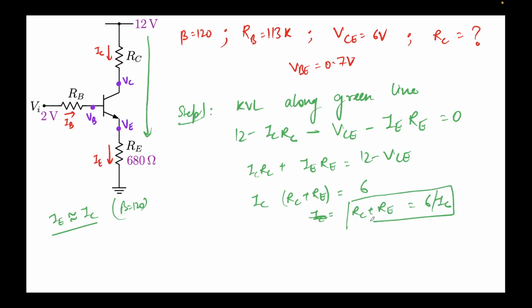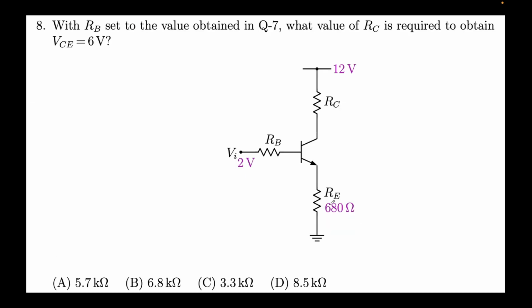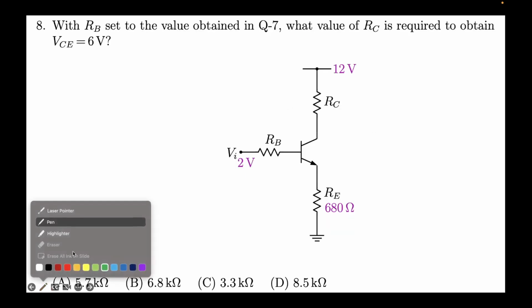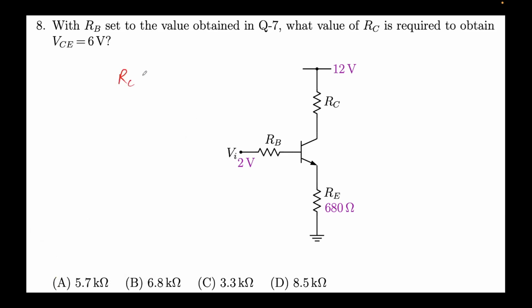Now RE is known, but this fellow IC is not known. But we know the IC from the previous problem was given to be 0.8 milliamps, so we'll directly use that, because note that this problem is an extension of the previous one. So I'll write RC plus RE equal to 6 over 0.8 milliamps. So 6 over 0.8 is 7.5. Milli is in there, so it will come K. So RC plus RE is 7.5 kilo ohms.